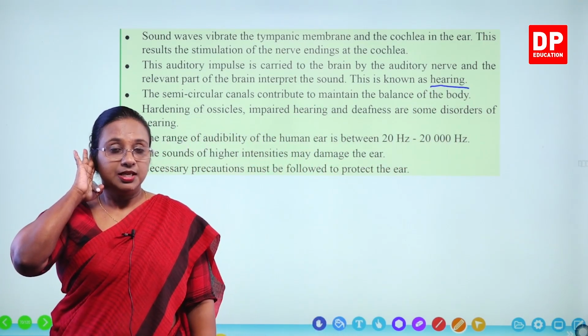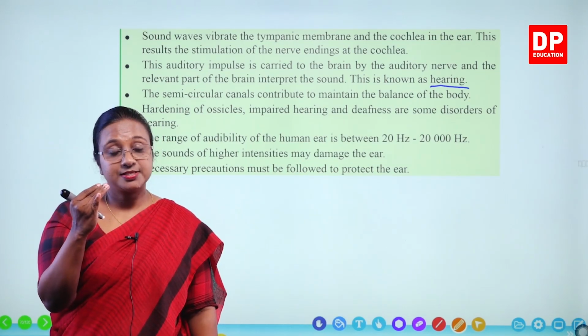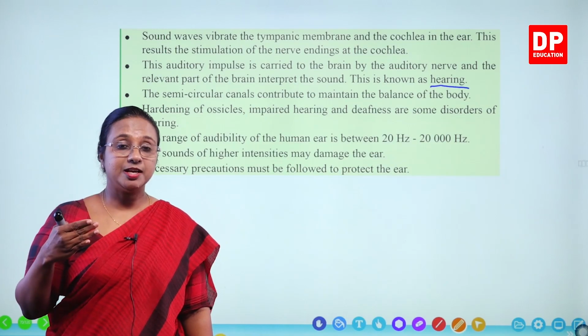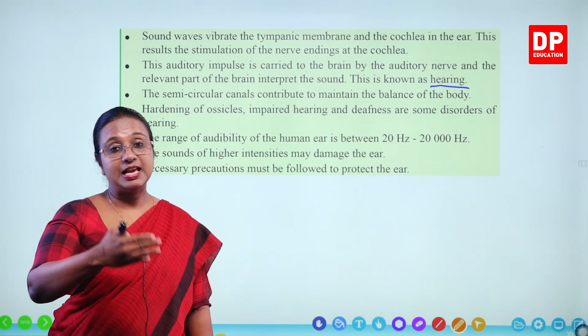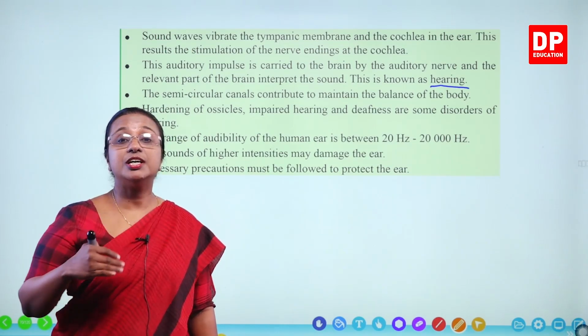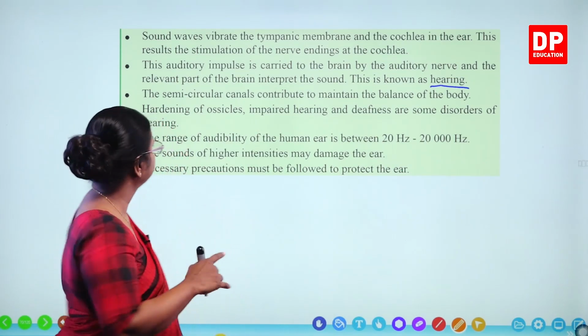So, you know the path. The earlobe directs the sound into the ear, then it travels through the external auditory canal, then the tympanic membrane vibrates, from there to the ossicles, then the cochlea, and from the cochlea to the auditory nerve. Finally, it takes the information to the brain.